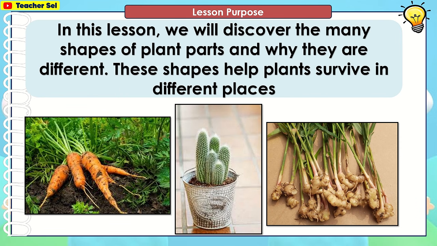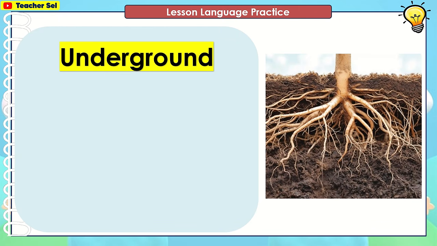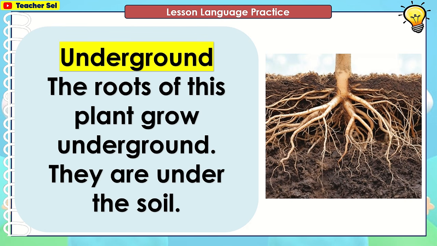In this lesson, we will discover the many shapes of plant parts and why they are different. These shapes help plants survive in different places. Let's define these terms. Underground. The roots of this plant grow underground. They are under the soil.